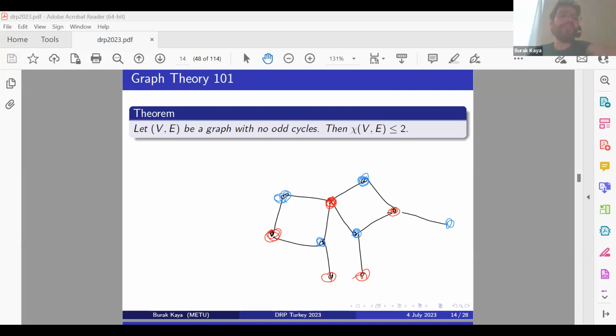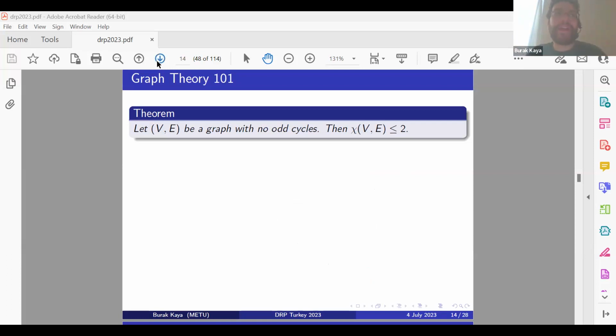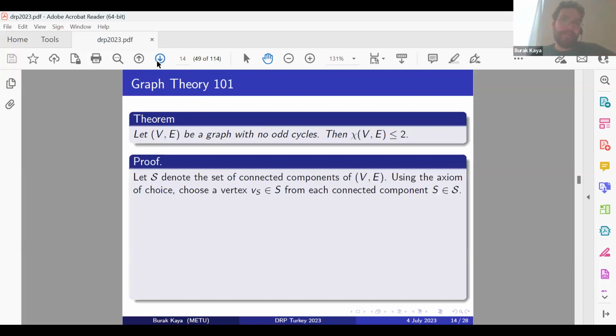Now, if you do this with a finite graph, it's no problem. It's doable. If you do this with an infinite graph, you have to be careful, because your graph can have many connected components. Connected components of a graph means the following. You have your graph. You take the vertices between which you can find paths, and you call them connected components.